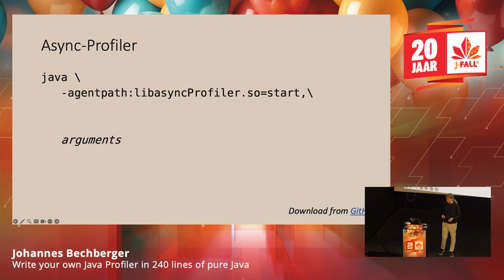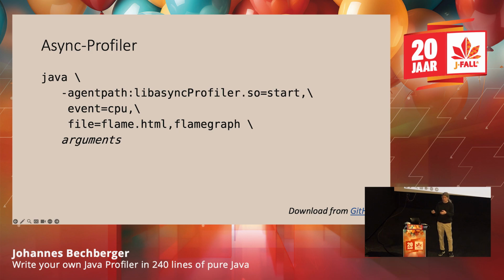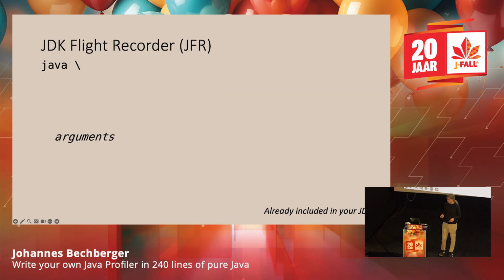With Async Profiler, you just add it via agent. It's written in C++, and you tell it to start. Then you tell it which basis the sampling should be: should the intervals be based on the CPU or wall clock time and so on. And you also tell it where to output it. And the cool thing is you can also tell it, hey, please use the information from the built-in profiling to get even more information out of it.